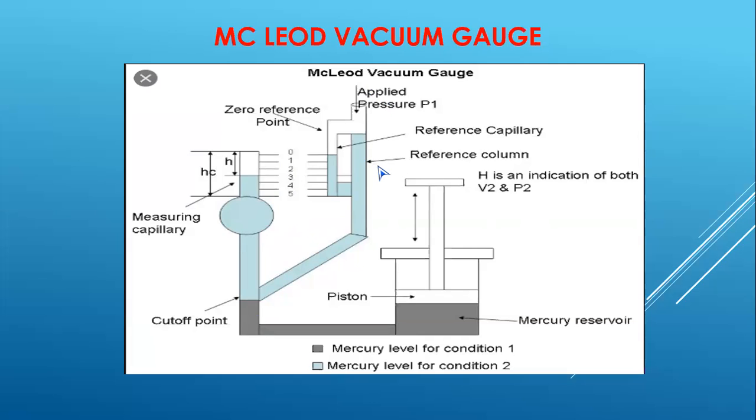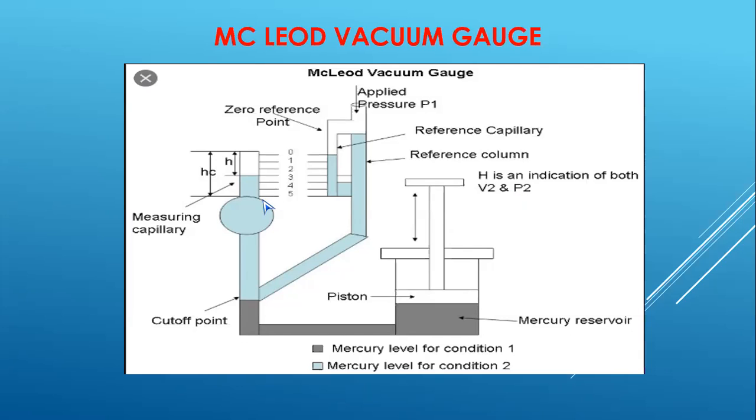Remember, all of you, this is the only gauge which satisfies Boyle's gas law, V1 P1 equal to V2 P2. That is nothing but Boyle's gas law. Only the McLeod vacuum gauge satisfies Boyle's law. That is P1 V1 equal to P2 V2, that is, the product of volume and pressure at input equals that at output. The only gauge that satisfies the gas law, Boyle's gas law.